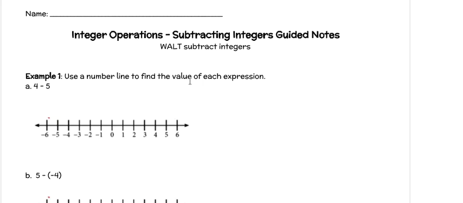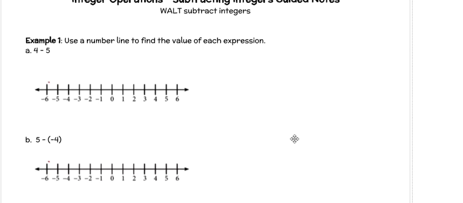So example 1 is using a number line to find the value. For subtracting integers, number lines are not something that I'm fond of because it does take a certain level of understanding what you're doing to even do this properly, okay? So use your number line to find the value of each expression.